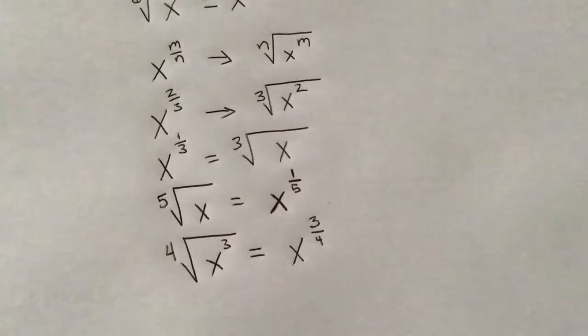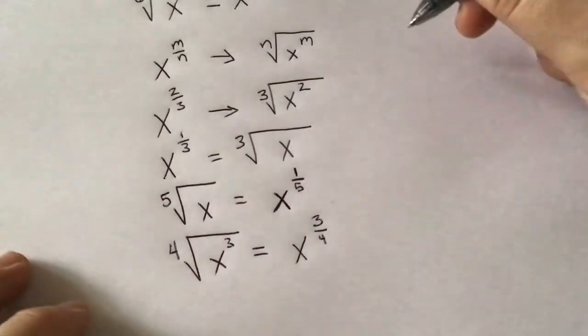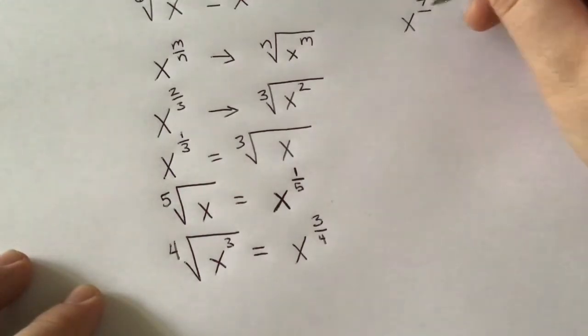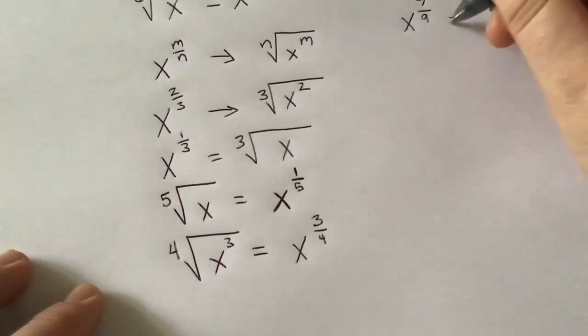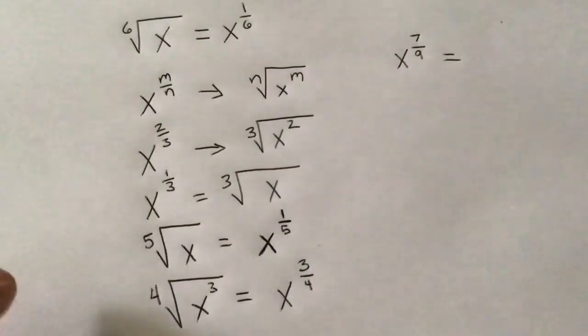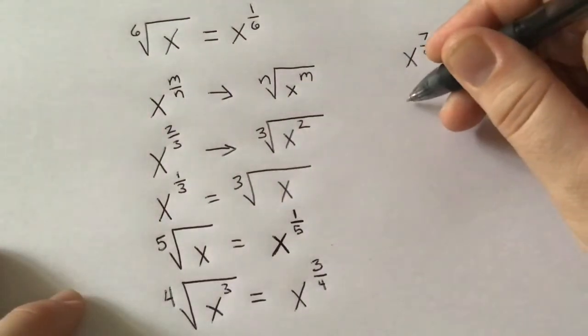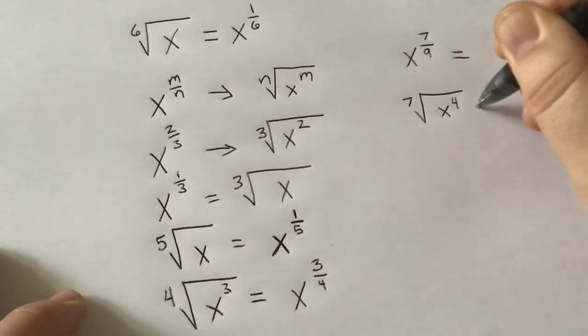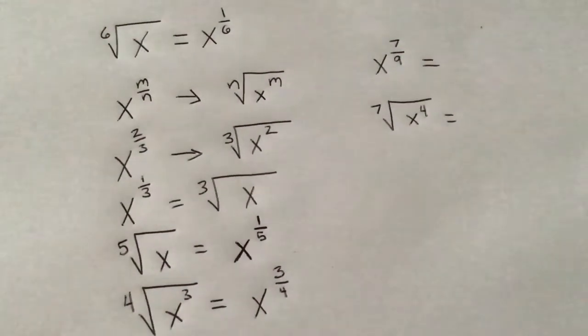I'm going to write a couple questions on the page here. You can pause the video after I write them. I want you to think about what they would be, maybe jot down what they would be equivalent to, and then unpause the video and I'll go over the answers. So let's try out x to the 7/9 power. Turn that to be written as a radical. And then we'll do the 7th root of x to the 4th. Go ahead and try to write that as a fractional exponent.